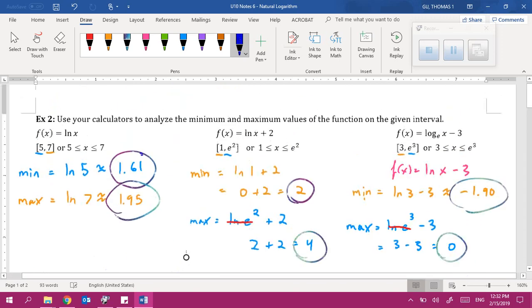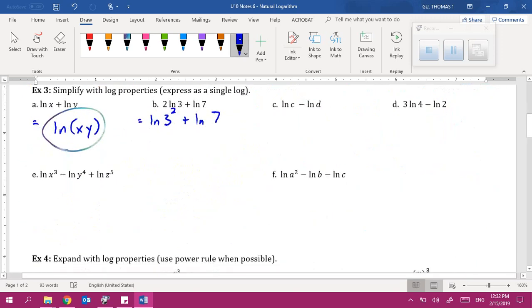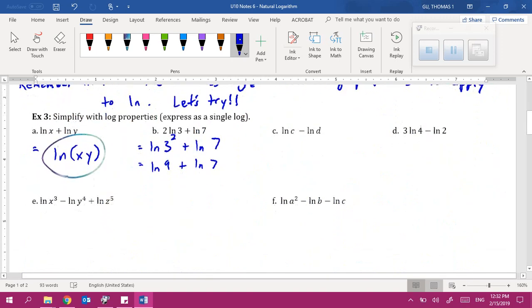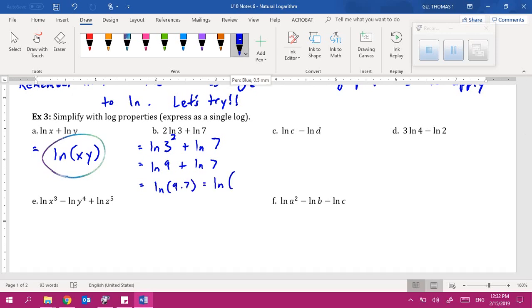And now I want to simplify a little bit. What is 3 squared? 9. So this is ln of 9 plus ln of 7, which equals ln of 9 times 7. What's 9 times 7? 63. So this is ln of 63. You have to simplify, which means go as far as possible. You don't have to write the actual number for this part; you just get there and you're done.